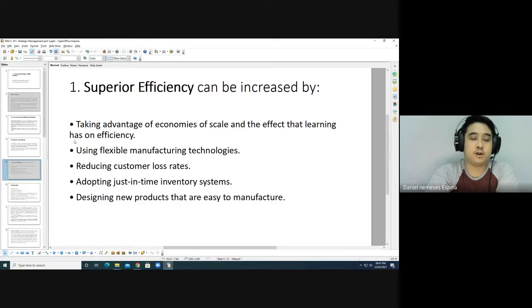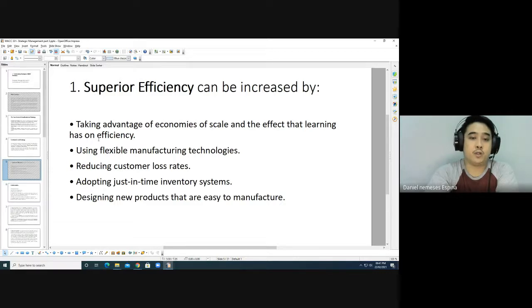So examples of the actions that the management can do to increase its efficiency are the following. They can take advantage of the economies of scale and the effect that learning has on efficiency. So economies of scale is using the same resources, however the output is higher.